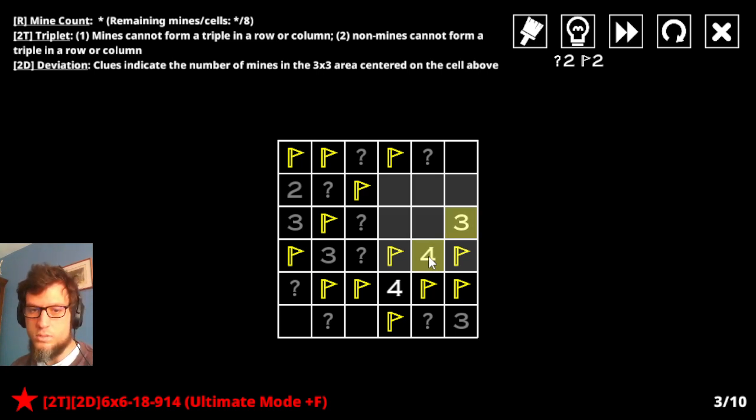Okay, this 4 has 2 already. One of these and one of these needs to be. Okay. This 3, though, says that this 4 needs 2 mines in this zone. This 3 needs 2 mines in this zone and 1 mine here. Which means these are not mines, which means this says that that's a mine, and now, okay.